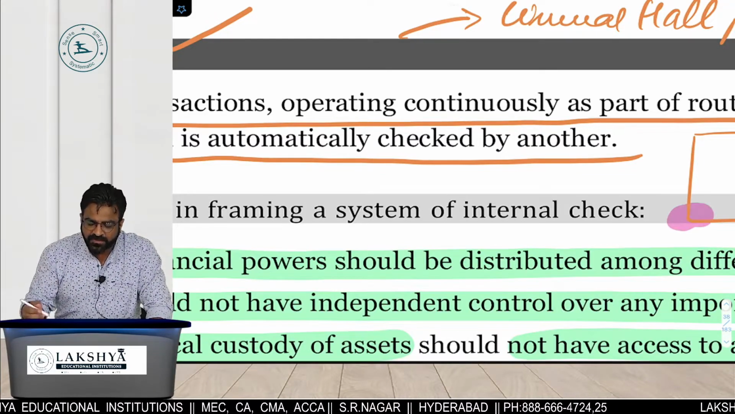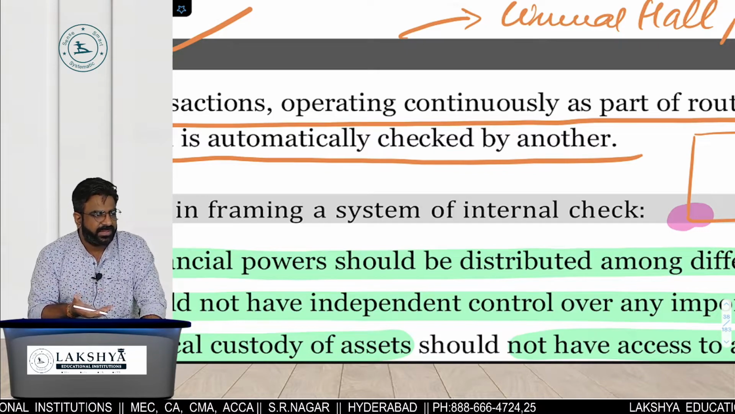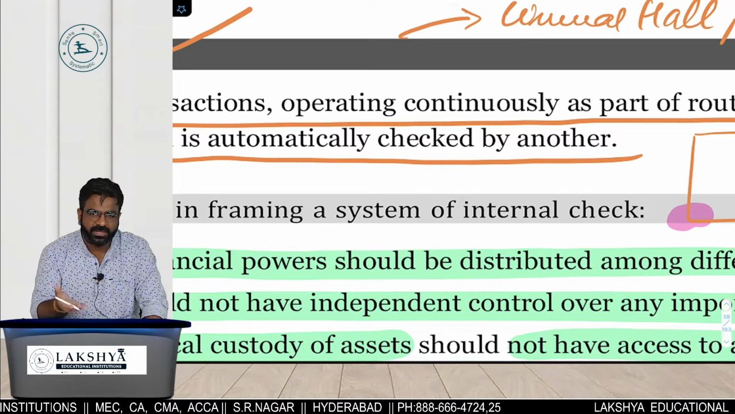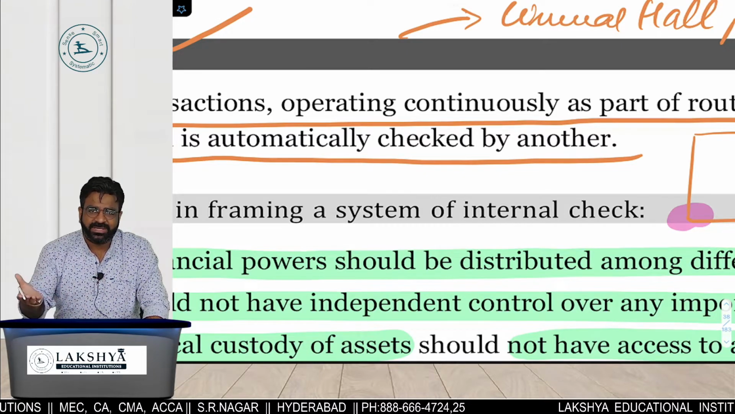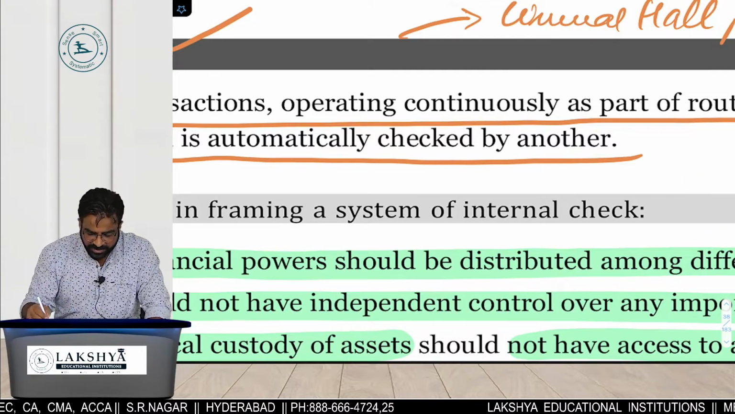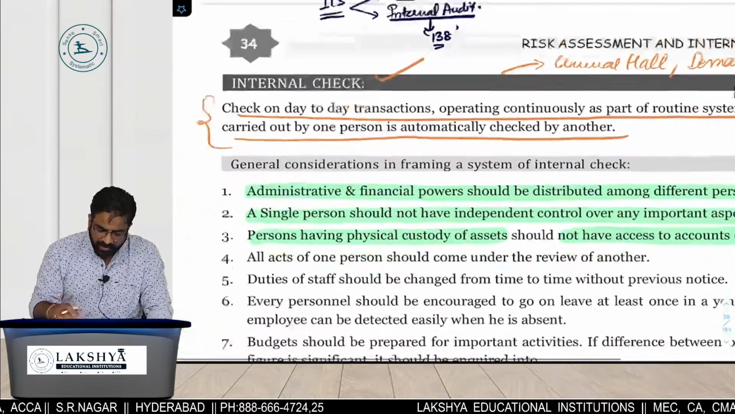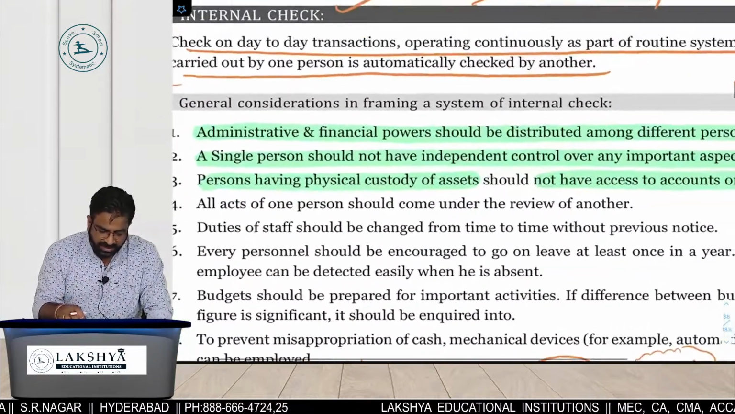It's an act of segregation of duties or division of the work in such a way that one person's work will be automatically and independently checked by another person. So either way your definition will be right. It's your call which definition you want to write. Now, what are the features? What are the things in the internal control system?